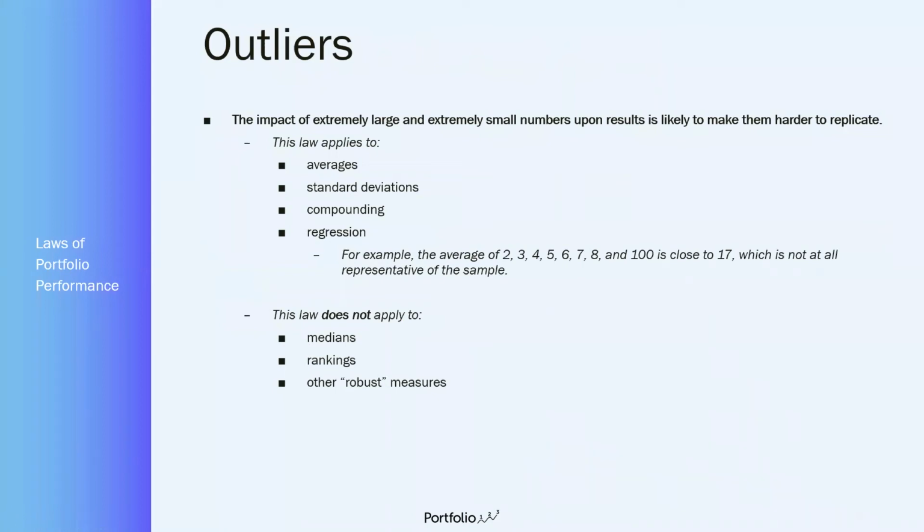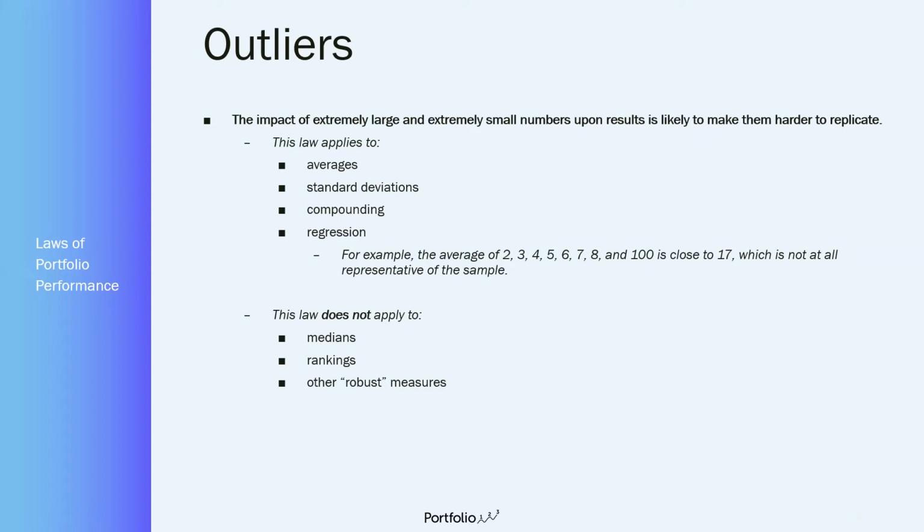Outliers. The impact of extremely large and extremely small numbers upon results is likely to make them harder to replicate. And this law applies to averages, standard deviations, compounding, and regressions. For example, the average of 2, 3, 4, 5, 6, 7, 8, and 100 is close to 17, which is not at all representative of the sample.